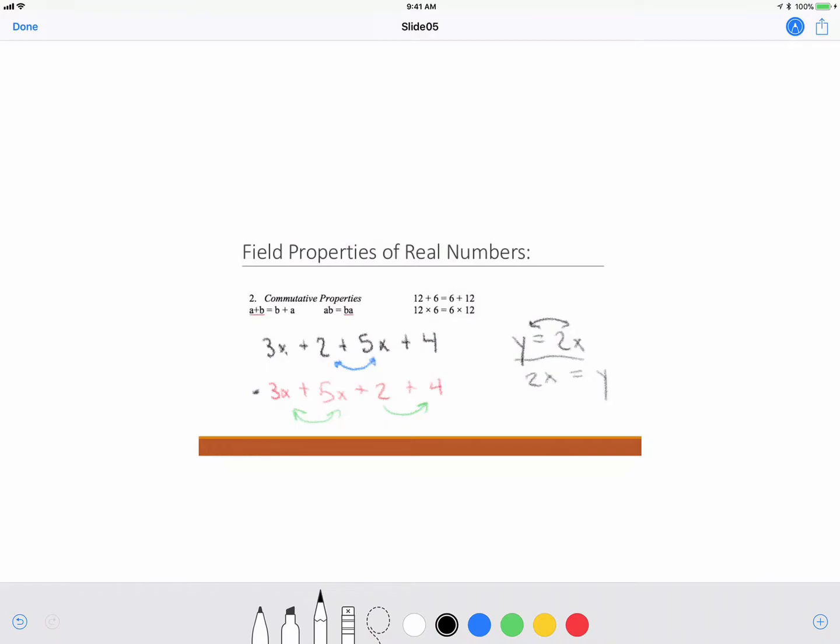We do this a lot in the middle of a problem when you want to group like terms. That's what we call them. Like terms are items that have the same variable or maybe lack of a variable. Let's move on to the next slide.